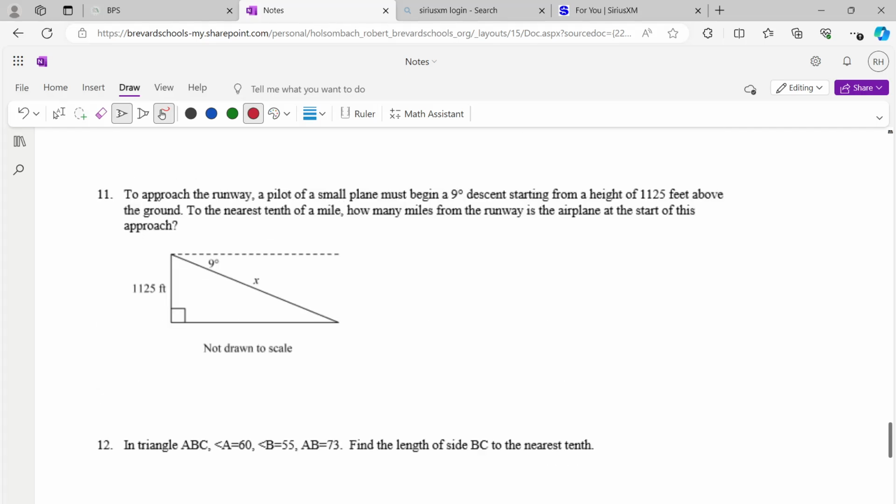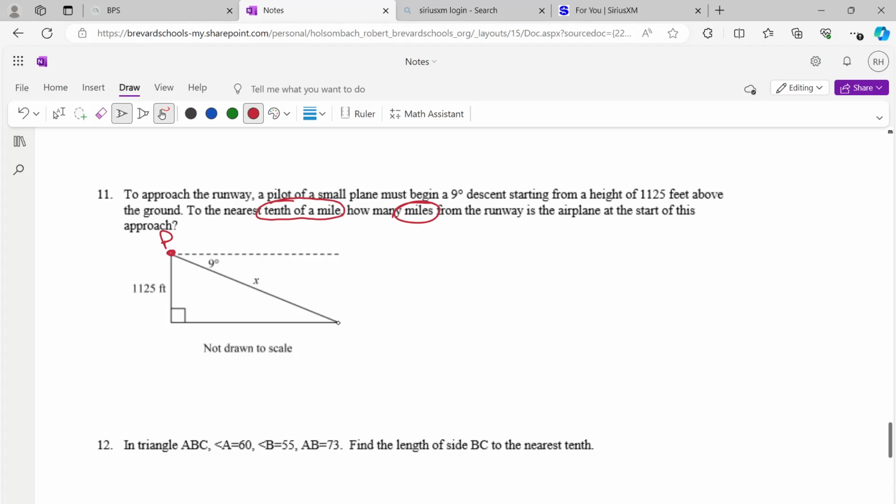But looking at number 11 here, to approach the runway, a pilot of a small plane begins a 9-degree descent. So this angle of depression is 9 degrees. Here's where the plane is, up here. The plane, 9-degree descent, from a starting height of 1,125 feet above the ground. Here's your 1125, this vertical piece. To the nearest, be careful right here, 1/10 of a mile. How many miles from the runway is the airplane at the start of this approach?